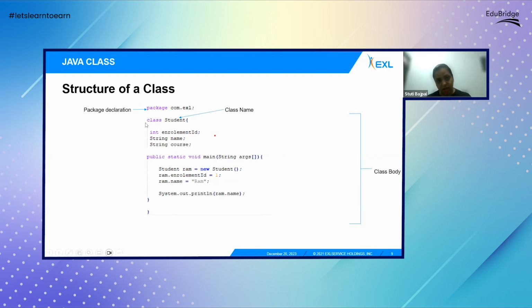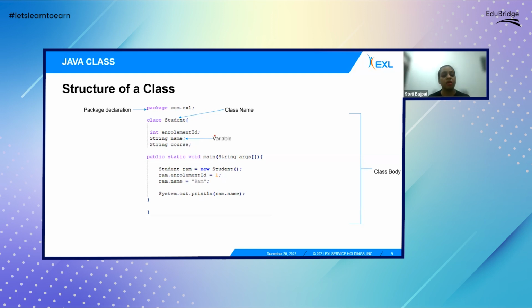So first, like I said, class and then the class name. If you have noticed, the first letter of the class is capital. This is the naming convention that we follow. The first letter should be a capital letter. If there are two words combined to name a class, suppose it's a student loan class, the S will be capital and the L will be capital. There are going to be no spaces in the class name.